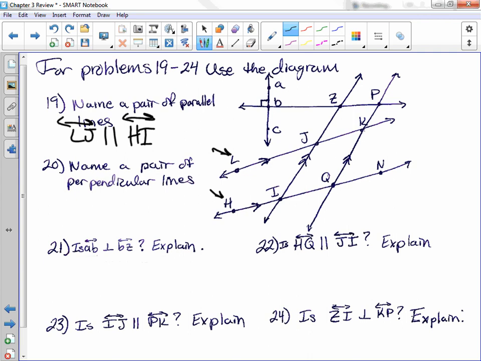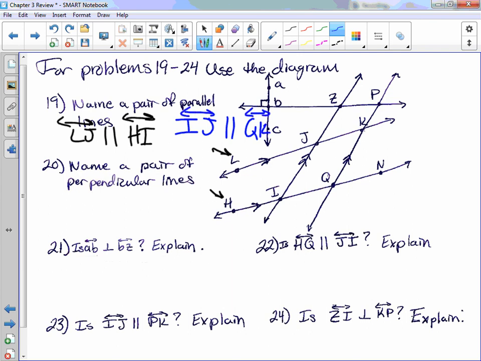And it doesn't matter which letters I used for LJ. If you had something different, that's fine, as long as it is parallel. So like LJ and HI. Well, I could have said LJ, LK, JL, JK, or KL. I mean, there are multiple ways we can name these lines, yes? So are they parallel? Yeah. So we could have also done IJ is parallel to QK.